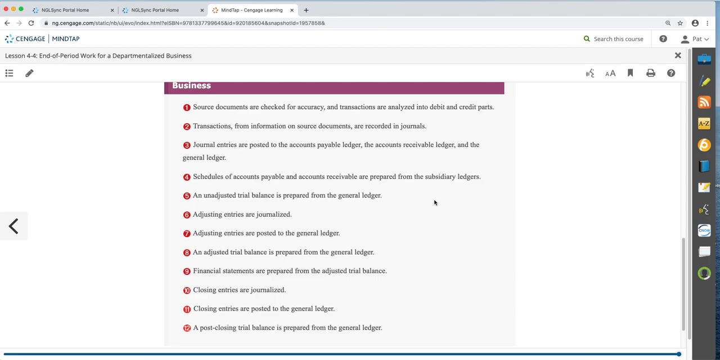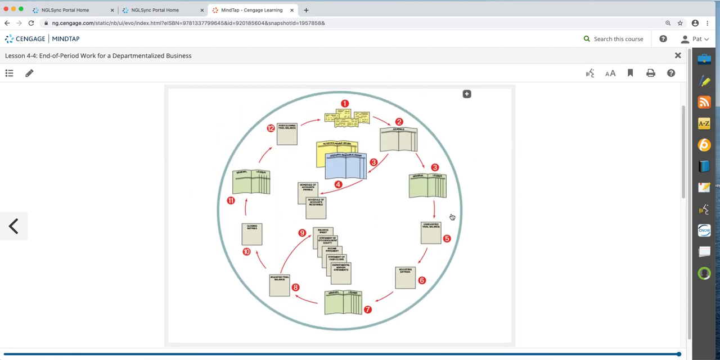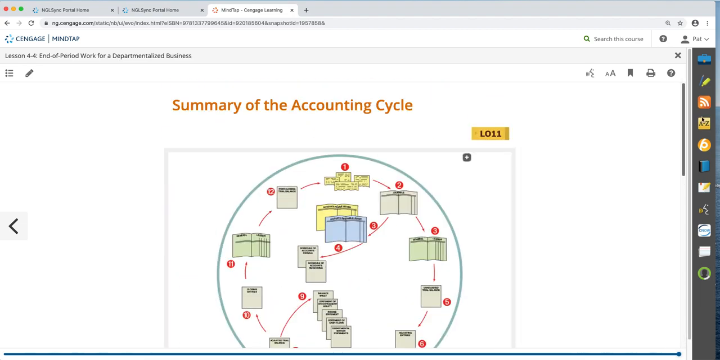Basically, this chapter is over half of it. It's like 5 through 12. The series of accounting activities included to record financial information for a fiscal period is called the accounting cycle. That's what this is. It's a little more involved than it was last year, but that's good. That's what we're aiming to do. That should be it for 4.4.